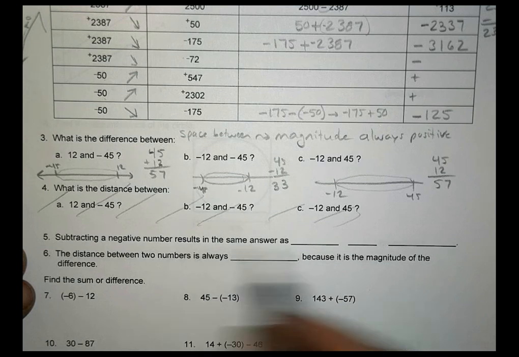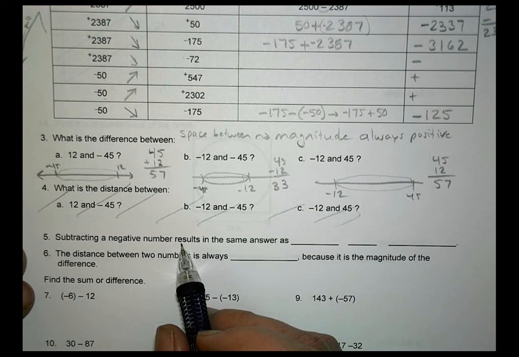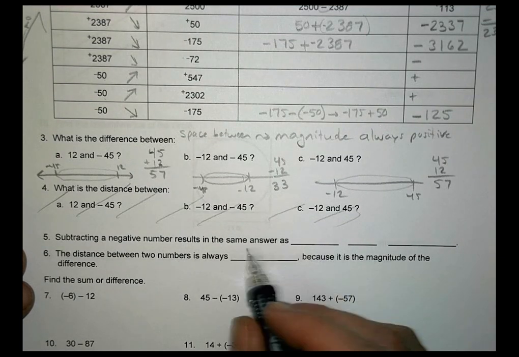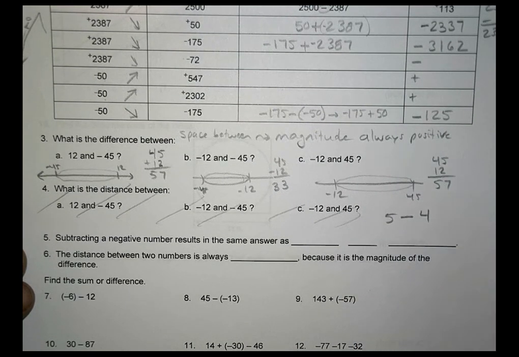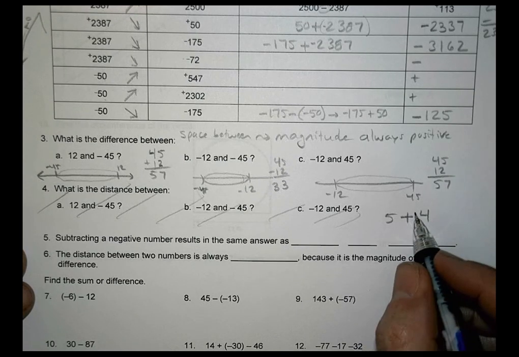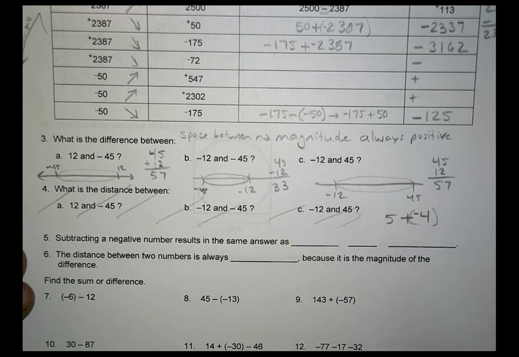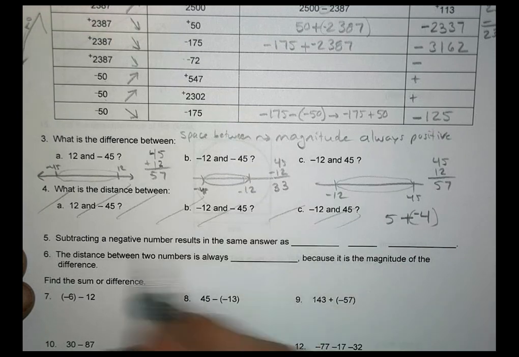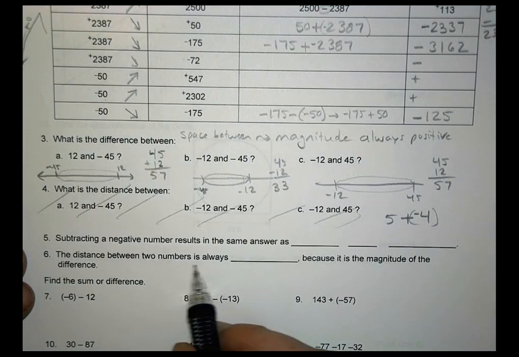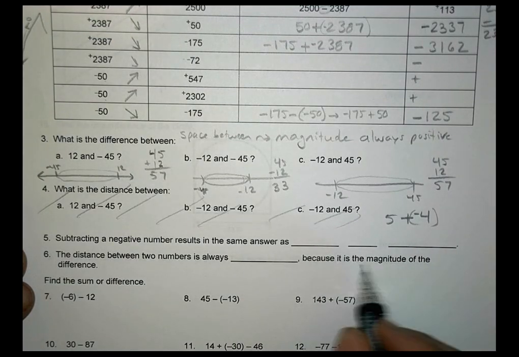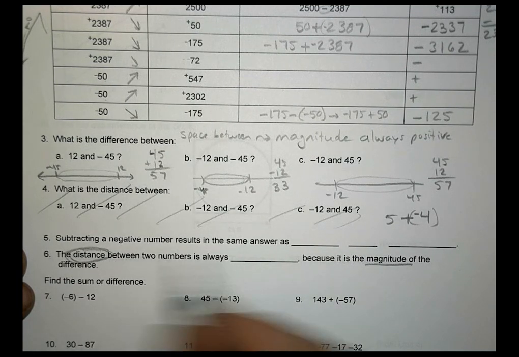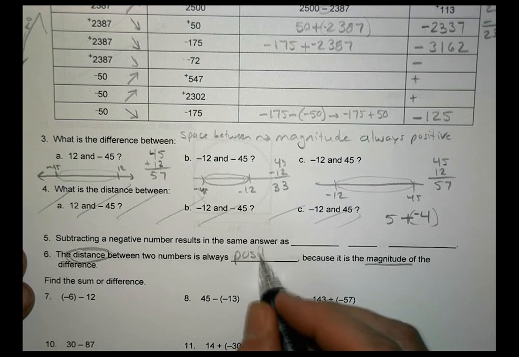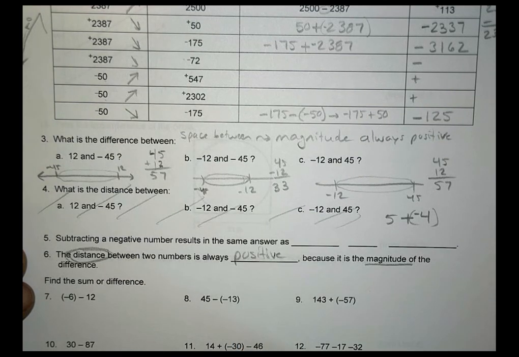Okay, and you're going to fill in some words here. Subtracting a negative number is the same as doing what? So if I do 5 minus -4, it's the same as turning this into adding a positive, and that's where we are. For 6, it says the distance between two numbers is always what? Because it's the magnitude, the distance between two numbers is always going to be positive. That's how that's going to work out for us.